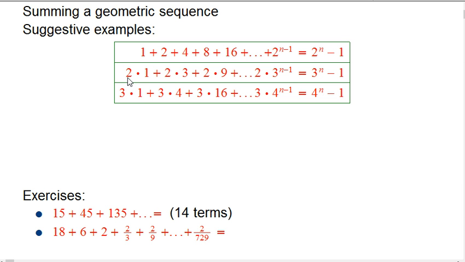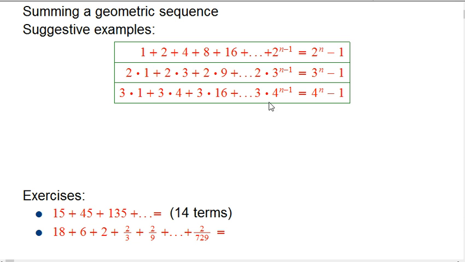The next example we did was if you take 2 plus 2 times 3, 6, plus 2 times 9, 18, and you look at double the powers of 3 and add those up, you get something very similar and very simple, 3 to the n minus 1. If you take triple the powers of 4 and add all those up, you get 4 to the n minus 1. So we want to generalize that. This is clearly something interesting about very special geometric sequences, but we want to generalize it.